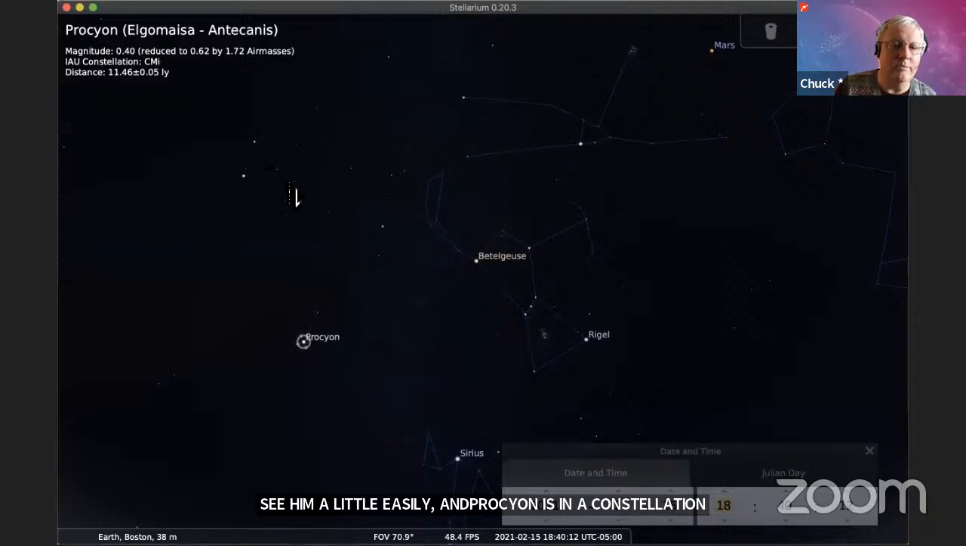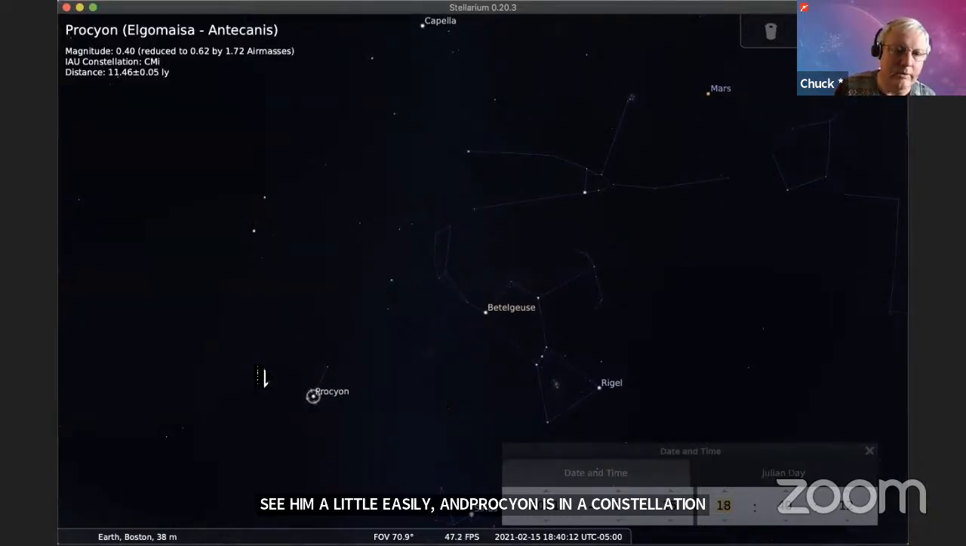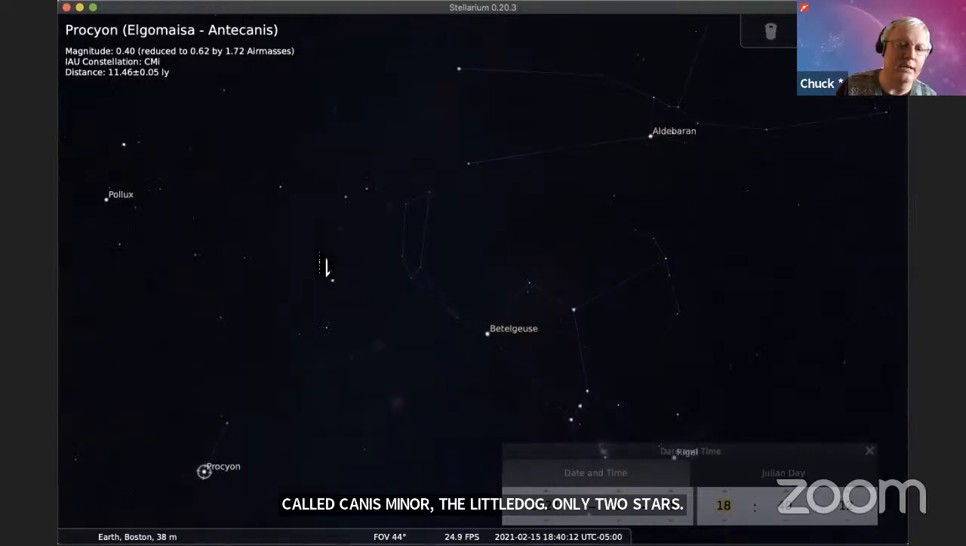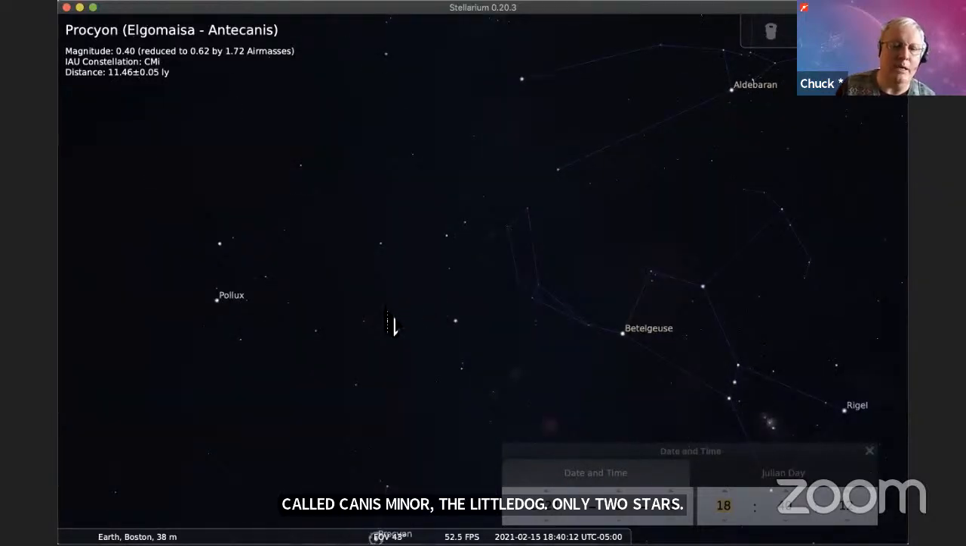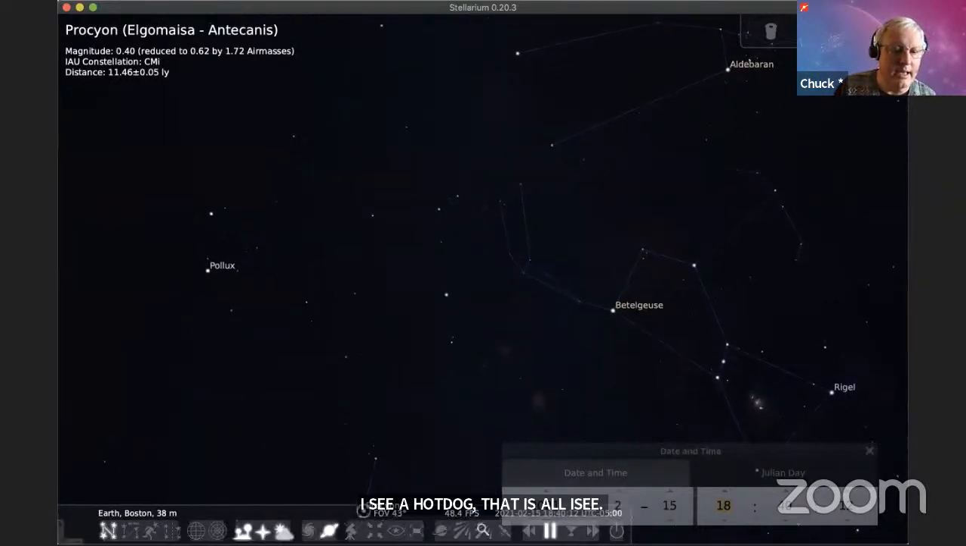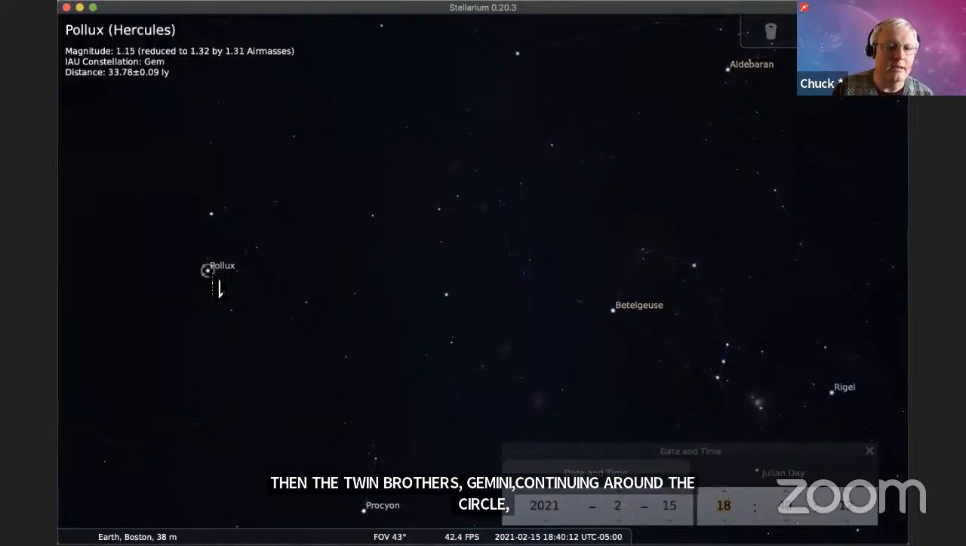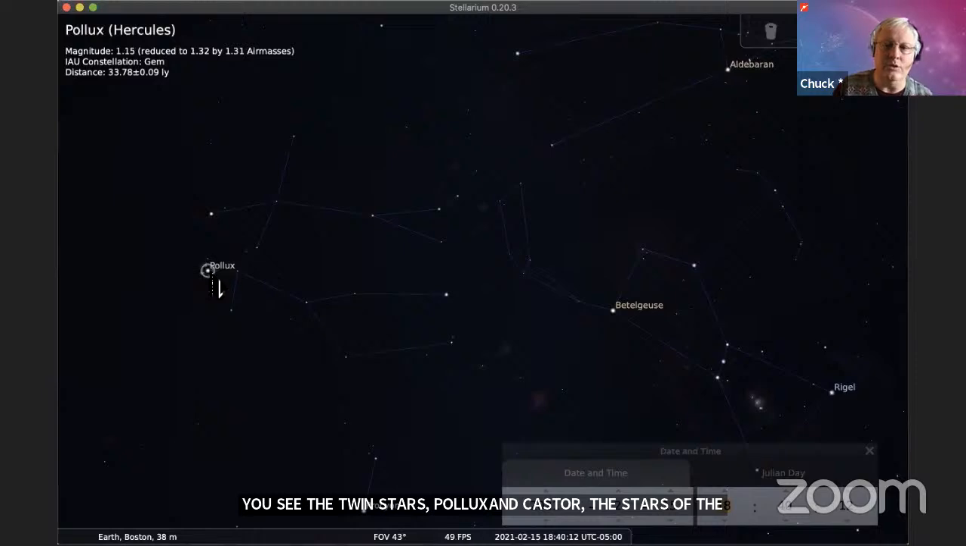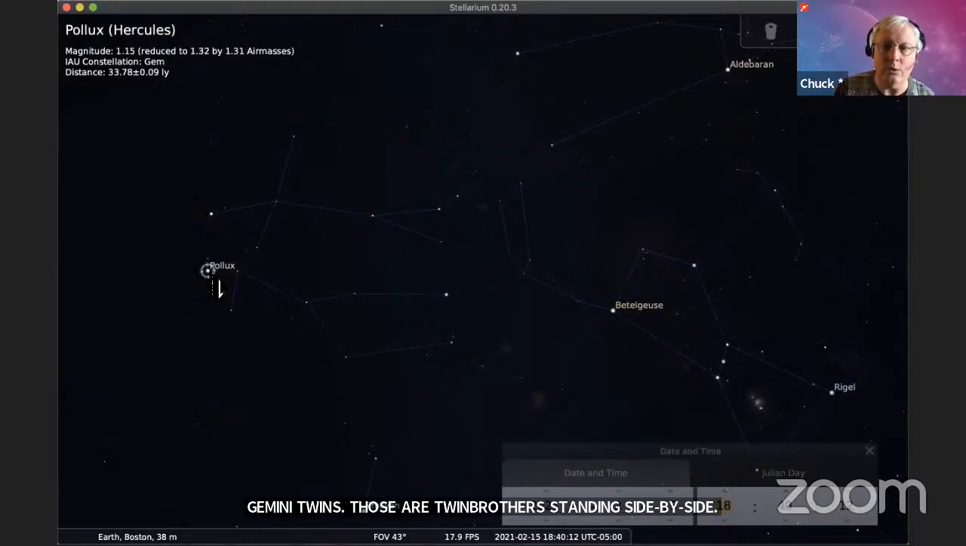And then the two twin brothers, Gemini, continuing around the circle. You see the twin stars, Pollux and Castor, in the constellation of Gemini, the twins. And they're quite high in the sky. Those are two twin brothers standing side by side. These are the two twins that sailed with Jason and the Argonauts in the quest of the Golden Fleece. You see the two stick figures marking the two brothers side by side.